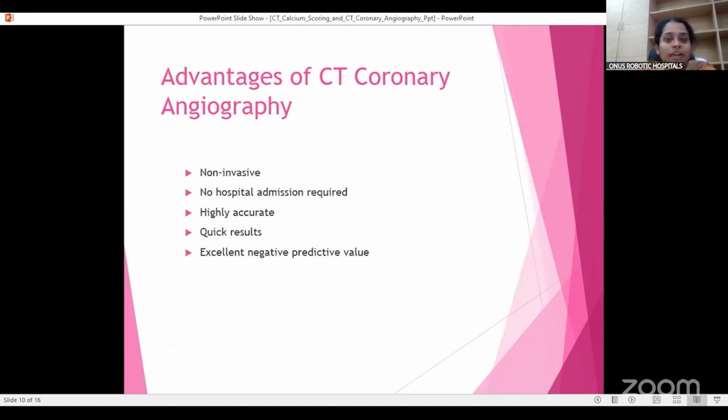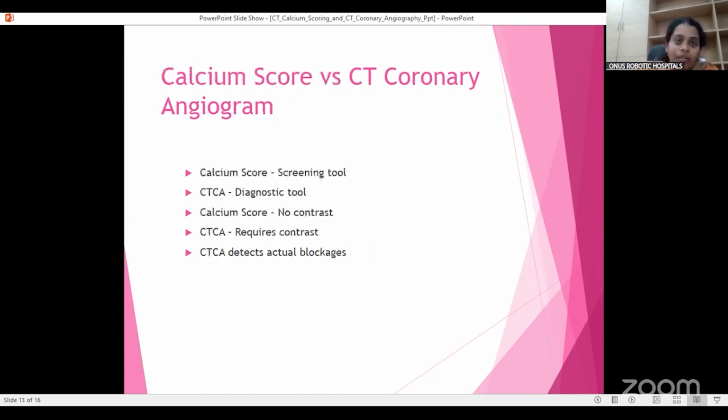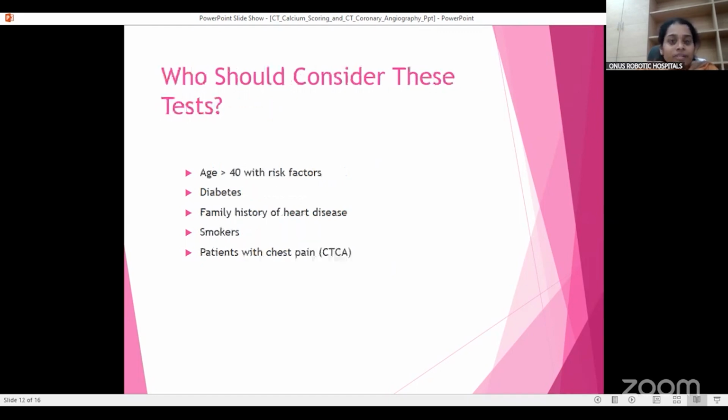So the advantages of this CT coronary angiography: it's a non-invasive method and no hospital admission is required. It is highly accurate when done under a good 128-slice CT, we get very good images. We get the results very quickly, and the negative predictive value is also very good. So we can use the CT calcium score and the CT coronary angiography as a screening tool instead of the conventional invasive method for low-risk and intermediate-risk coronary patients.